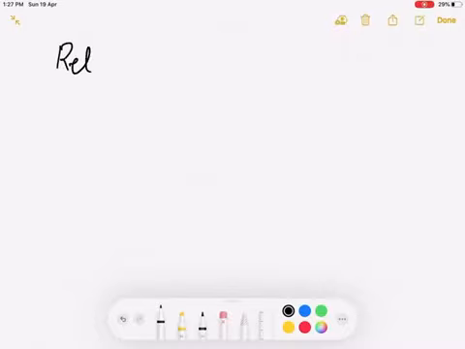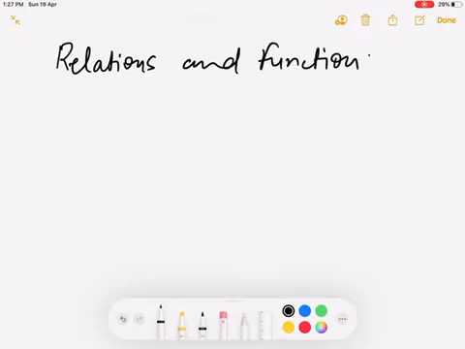With the first chapter of 12th standard, which is relations and functions. Now these two words, relation and function, are not new words for you. You already studied about these two words in class 11. So let us just revise a few things from class 11 before we move on to the content of class 12.